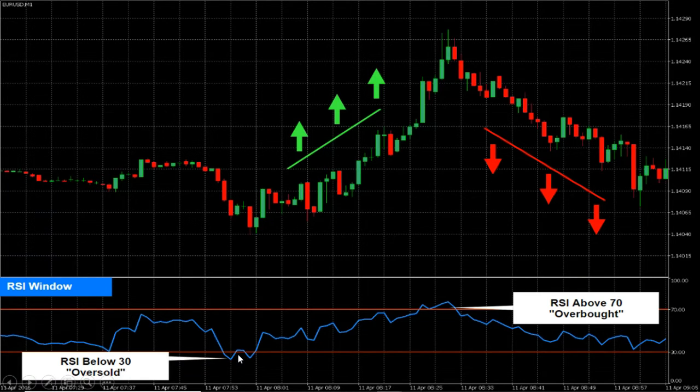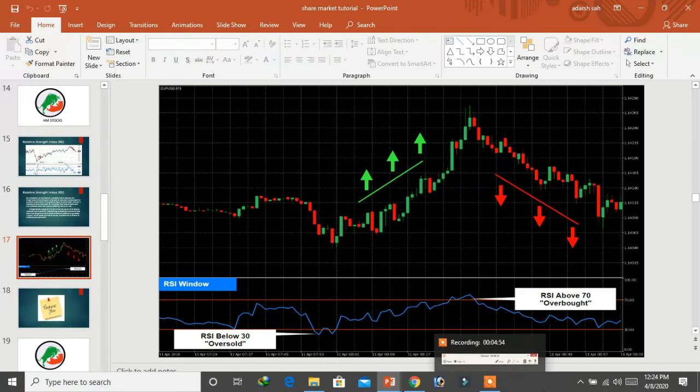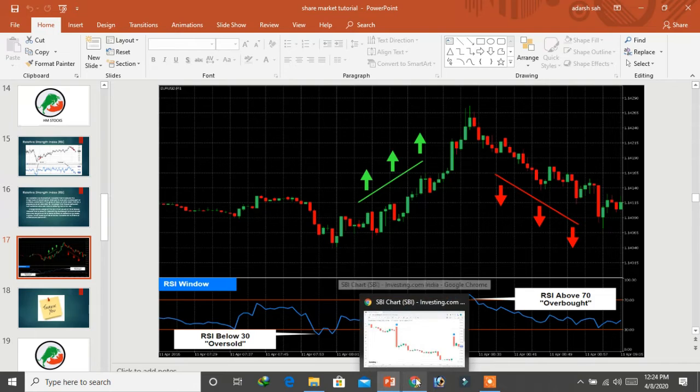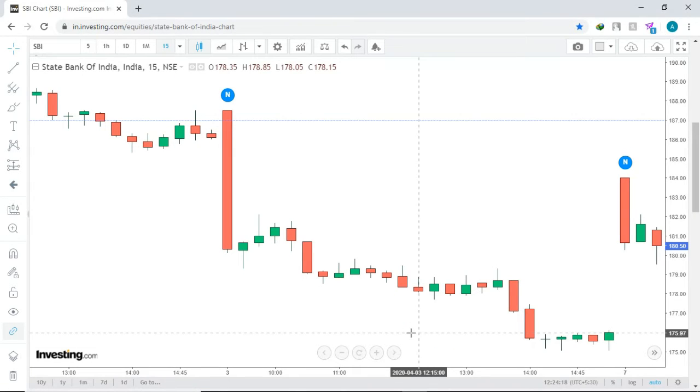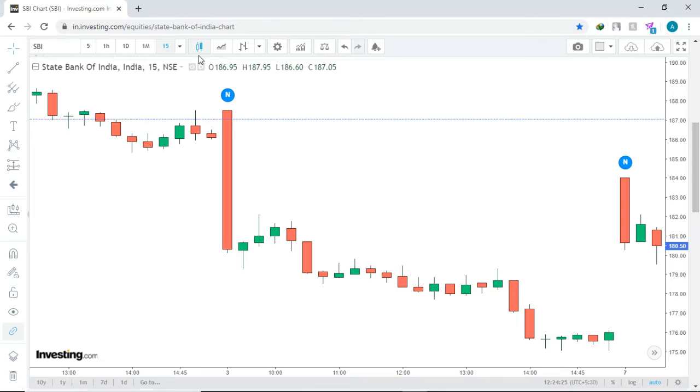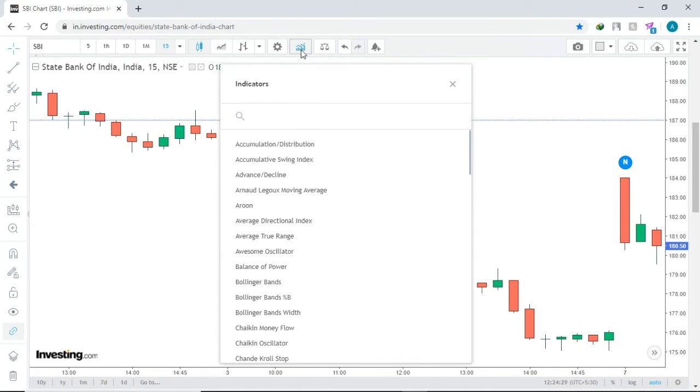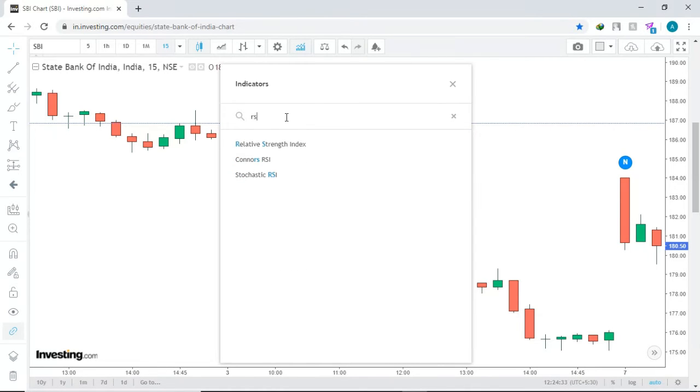I am going to explain this to you all in a live way. One second. Okay, this is investing.com. In investing.com, I've taken a graph of SBI, State Bank of India. Now we are learning about technical indicators, so let's apply the technical indicators. We are learning about RSI.